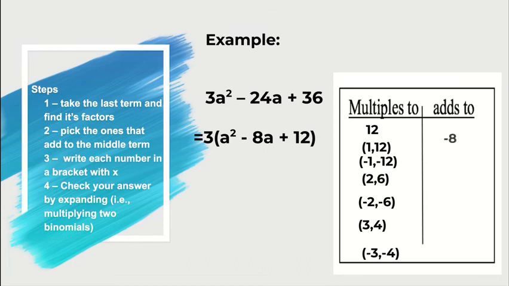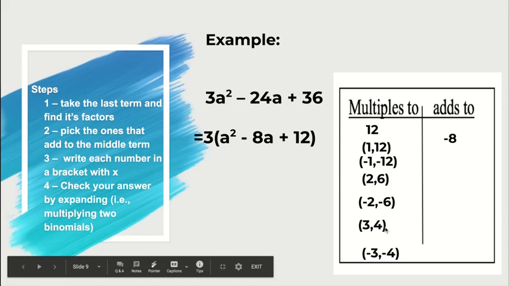And it needs to add to negative 8, that middle term here. So 1 plus 12, that's positive 13. Negative 1 plus negative 12, that's negative 13. 2 plus 6, that's positive 8. Negative 2 plus negative 6, that's negative 8. 3 plus 4, that's 7. And negative 3 plus negative 4, that's negative 7.